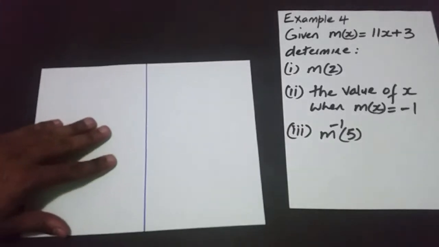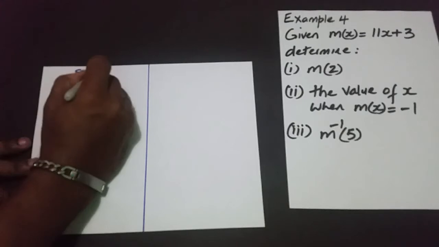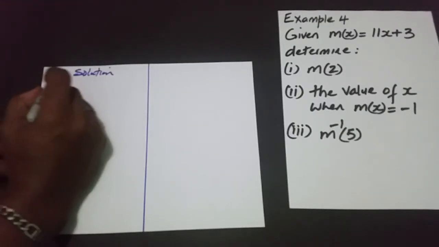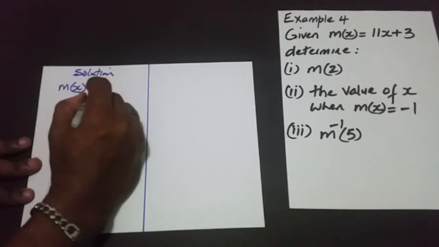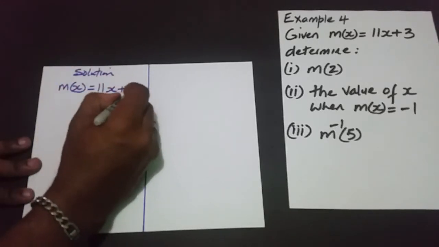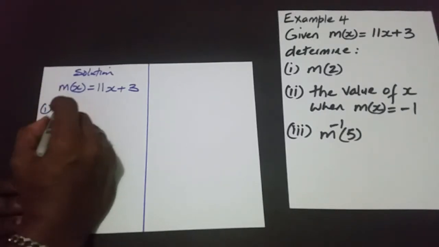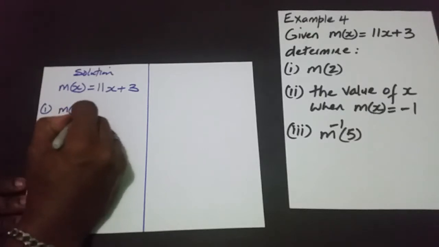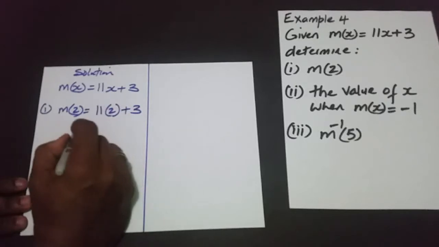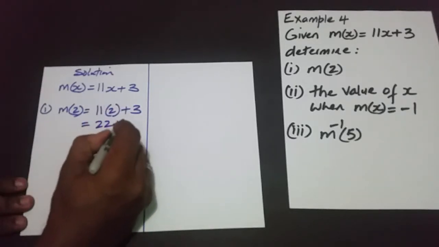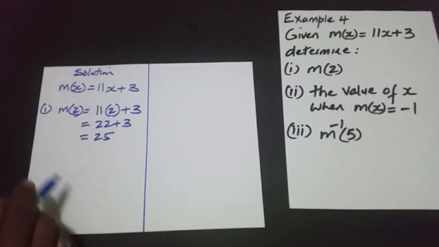So again, it makes sense to write the original function, and that original function is m of x, and m of x is equal to 11x plus 3. Now part 1 is requesting that we find m of 2, which means everywhere you see x, you're going to put 2. So 11 times 2 is 22, and 22 added to 3 will give you 25.